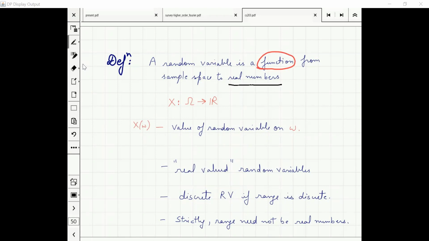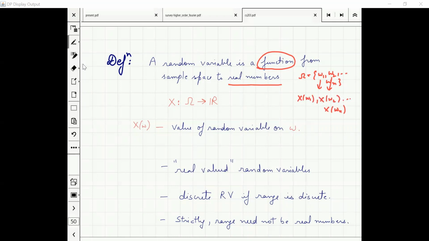I will tell you that in the literature there might be some modifications. We will worry about that, but for this course, let's assume that this is the definition. That basically means if you have a set of outcomes omega 1, omega 2, omega n, you assign a numerical value to each of these: X(omega 1), X(omega 2), and so on.